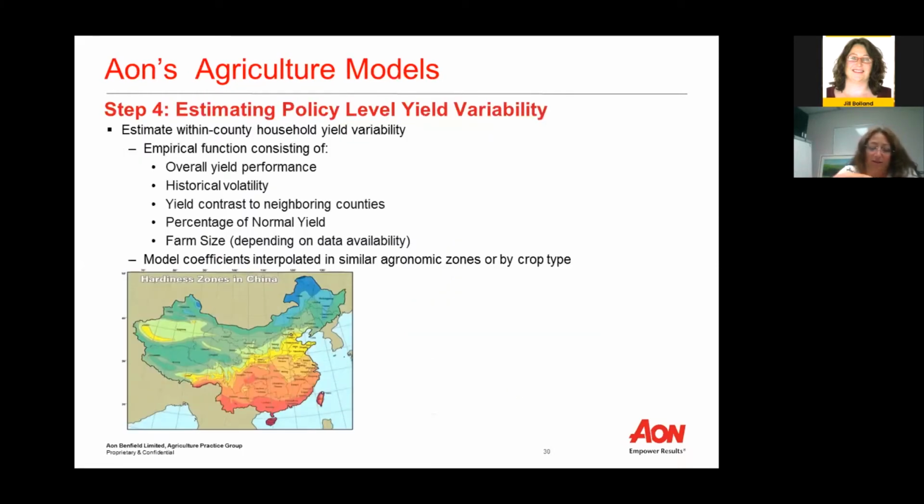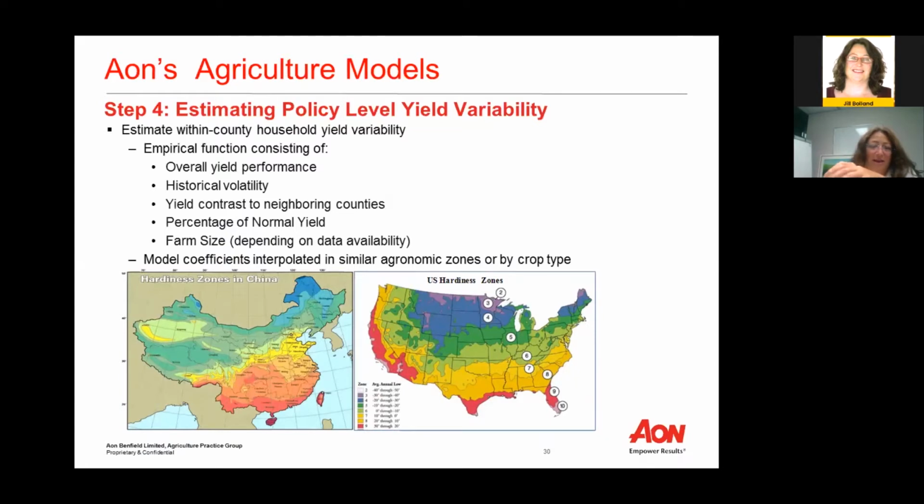There are lots of ways of working out how to do that, but it depends on the amount of volatility you have historically. We use a lot of information from the US because they have excellent data. They have data at the farm level going from the early 1900s right up to present, so they have a very good take on the variability at the farm level versus the county level.